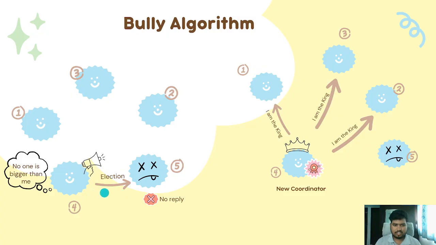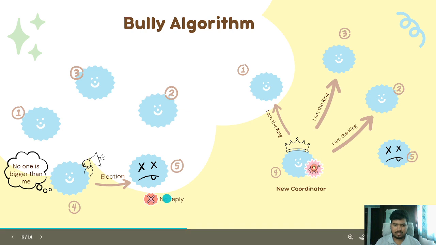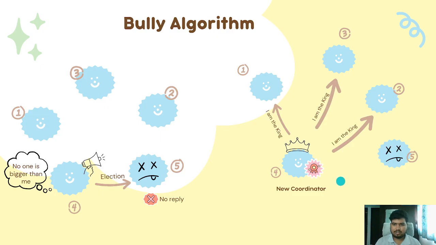It sends the election message to the higher IDs. But the fifth is already dead, so no reply from the fifth. Process number 4 thinks that no one is bigger than me, I am the winner. So process number 4 becomes the new coordinator and it sends a message to all the processes in the system that I am the king.